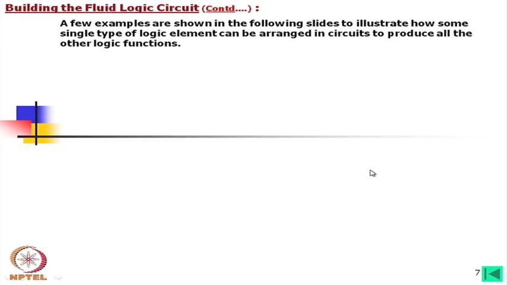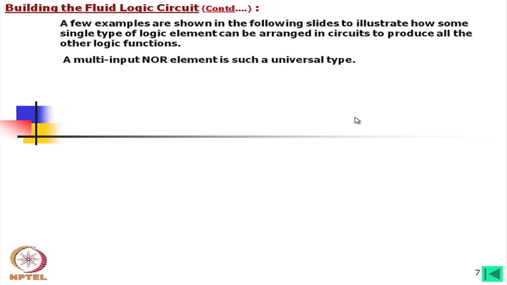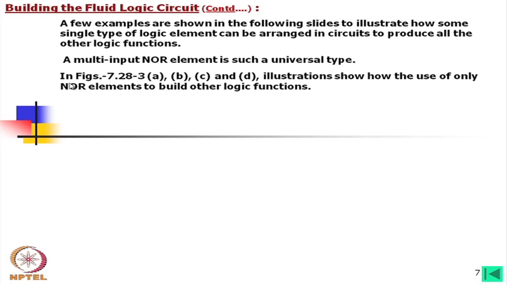A few examples are shown in the following slides to illustrate how a single type of logic element can be arranged in circuits to produce all the other logic functions. Here is an interesting thing: the multi-input NOR element is such a universal type. The NOR element has a very special role in fluid logic, or so to say, in logic circuits. Now, in this figure A, B, C, D, I will show you how the NOR element can be used to make other logic devices.